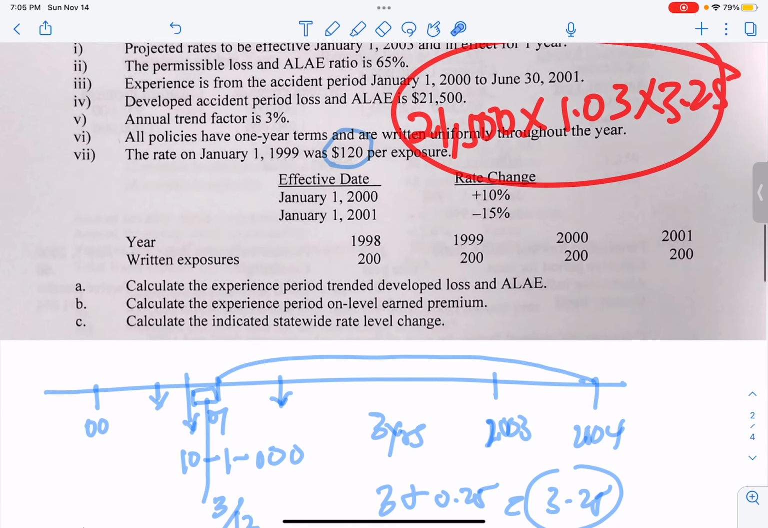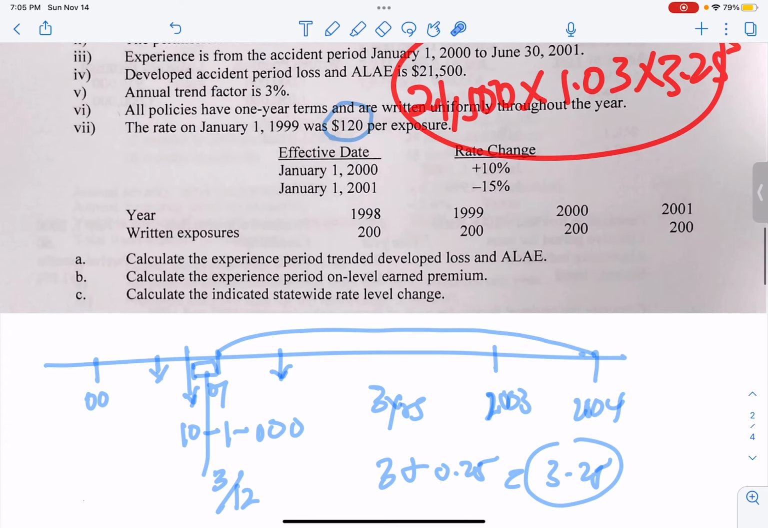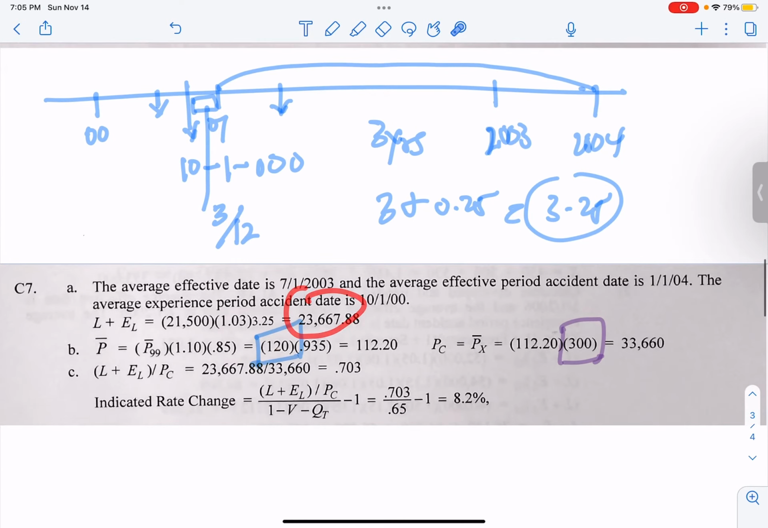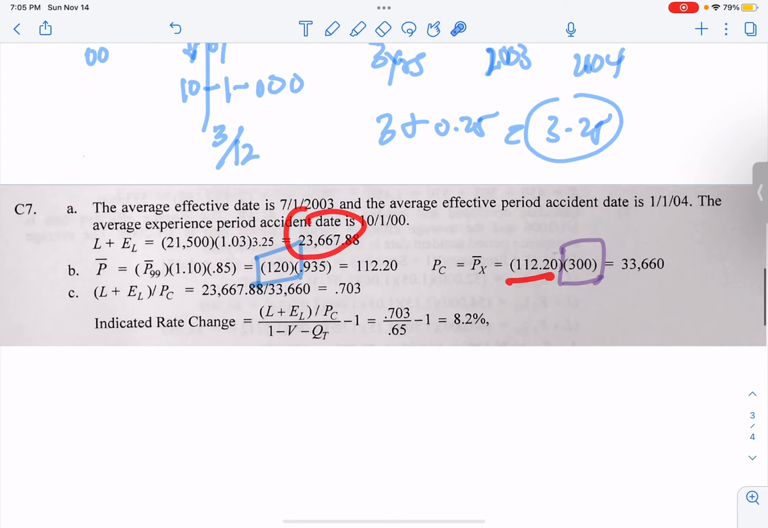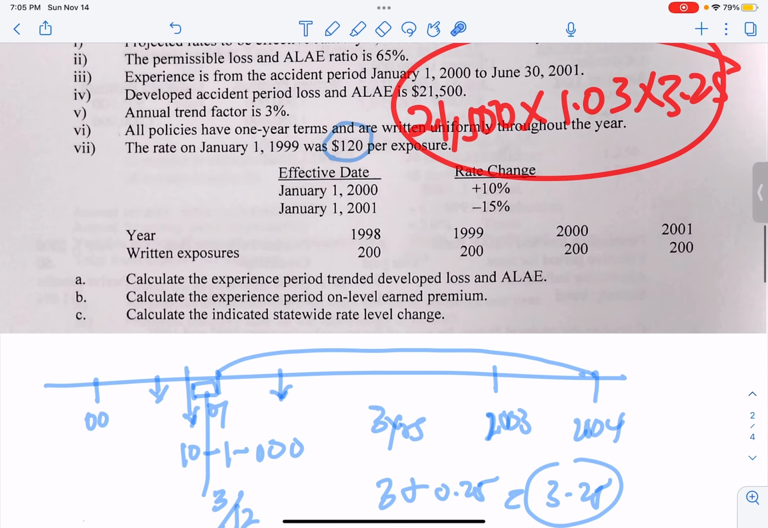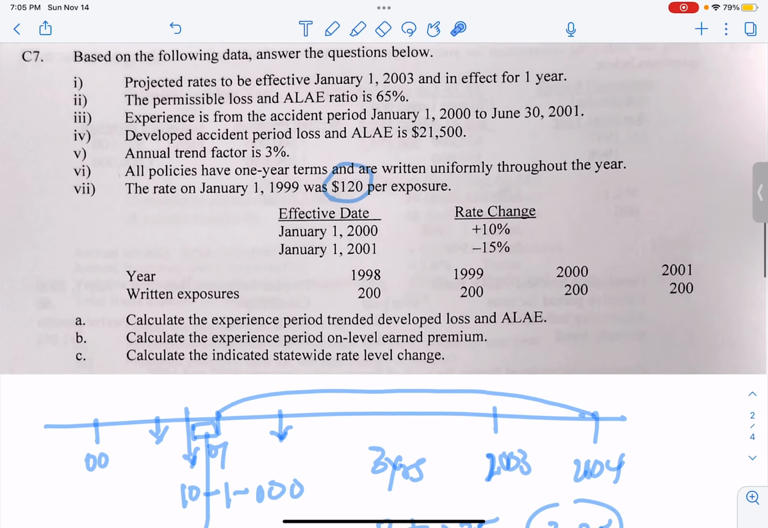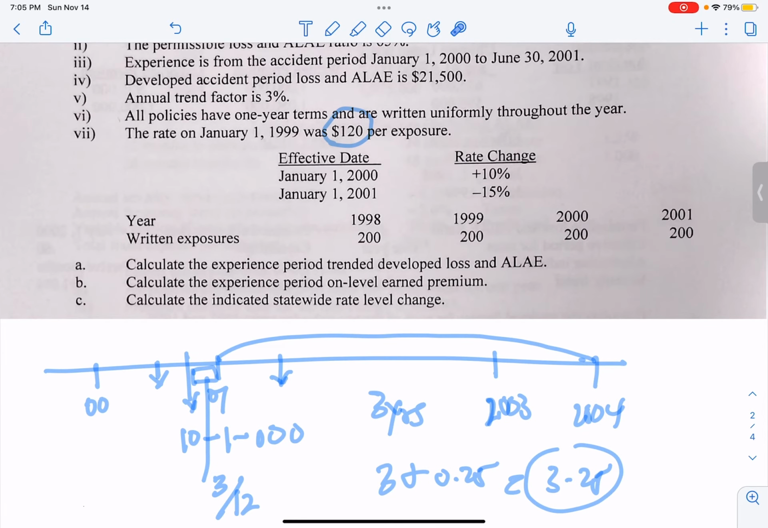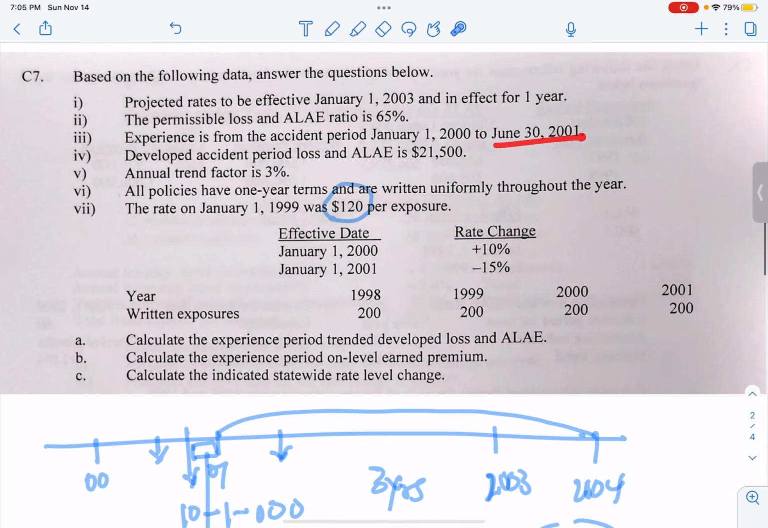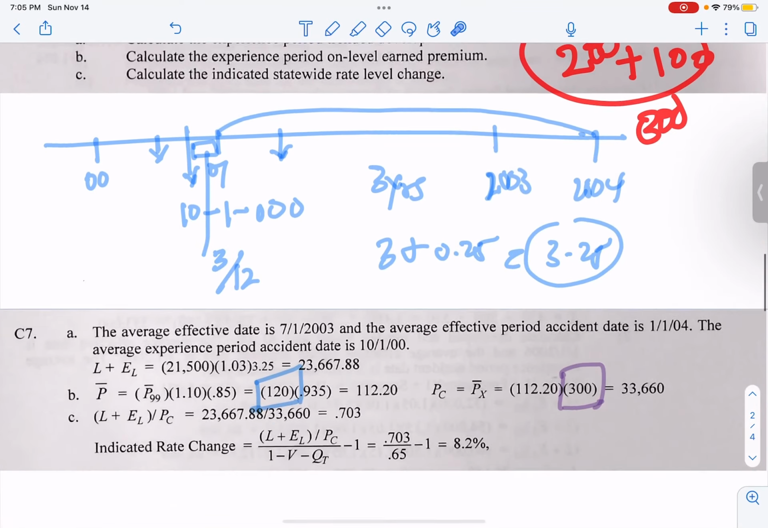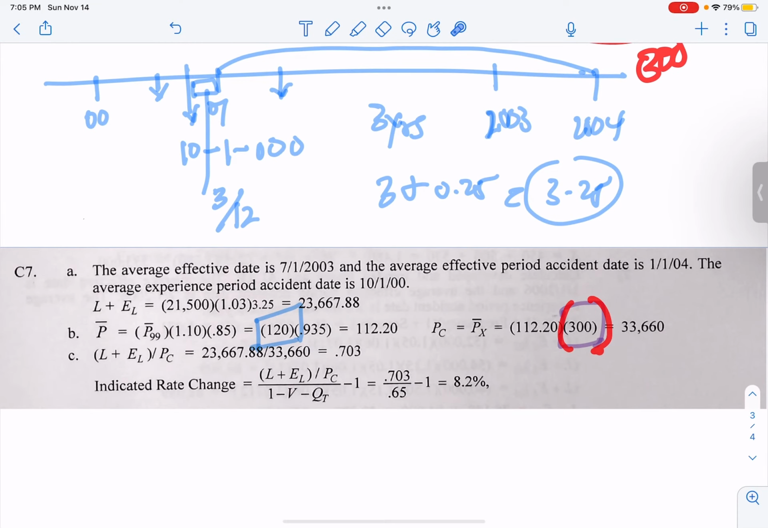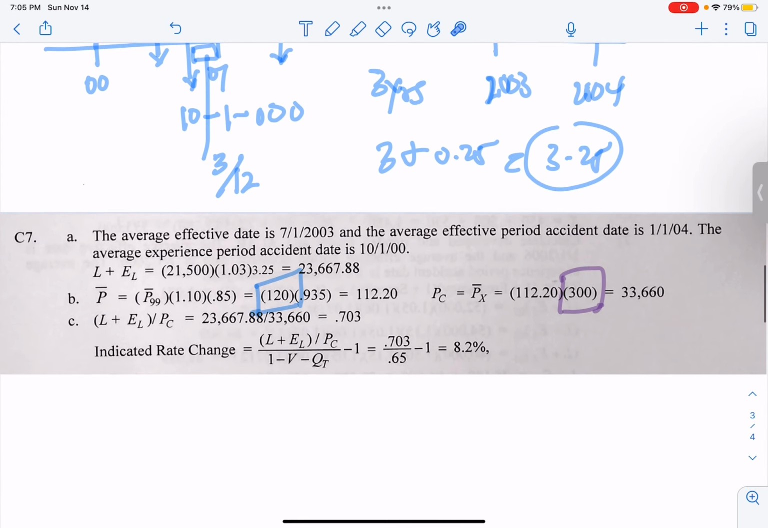So the B part is to calculate the experience period on-level earned premium. So for the on-level earned premium, we need the base rate times exposure. And let me just tackle this first. So for the exposure, we do have 200 exposure for a full year, and we remember that we were given for 2001, it ends on June 30th. So we can say half of that exposure, 100 plus 200 gives us 300. So we do have 300 here. And then back to the premium.